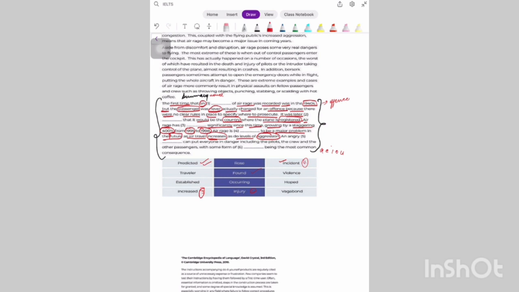An angry traveler can put everyone in danger, including the pilots, the crew, and the other passengers, with some form of dash being the most common consequence, with some form of violence.